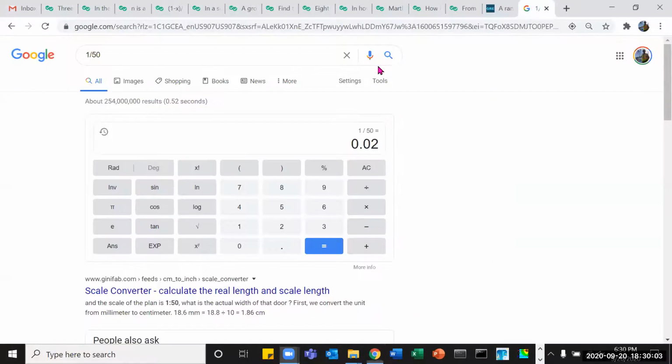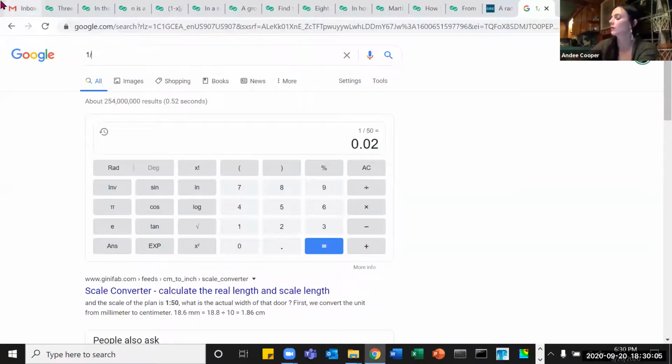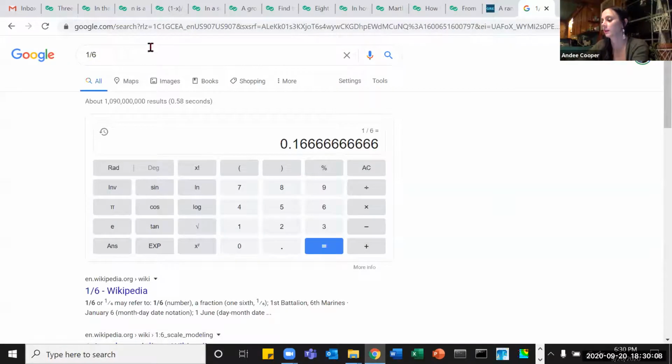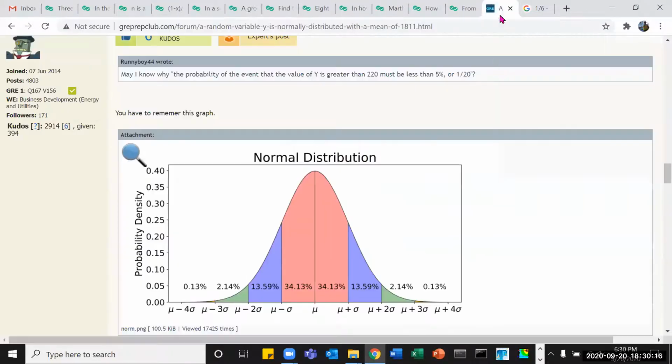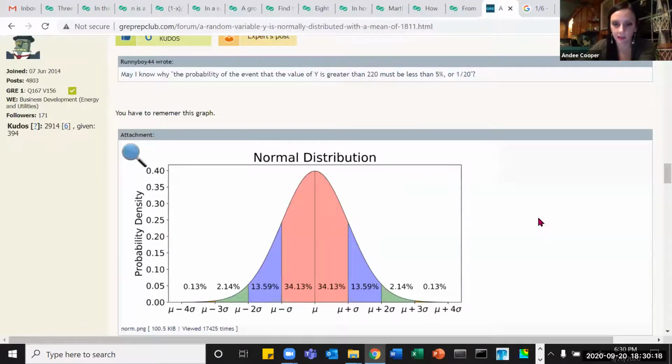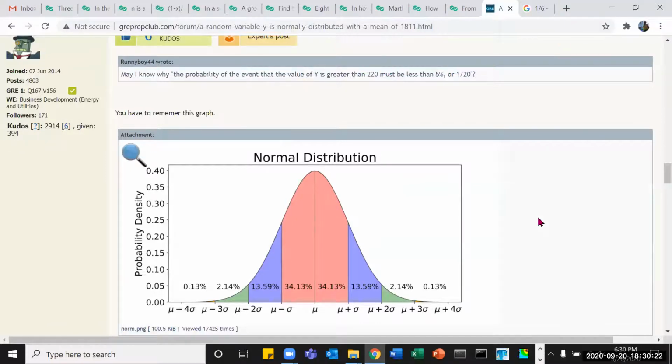Which one's greater? Let me find out. Hold on, let me get my calculator. 1 divided by 6 is like 17%. So quantity B would be greater. So that's how you attack. It's actually not that bad if you know the percentages.